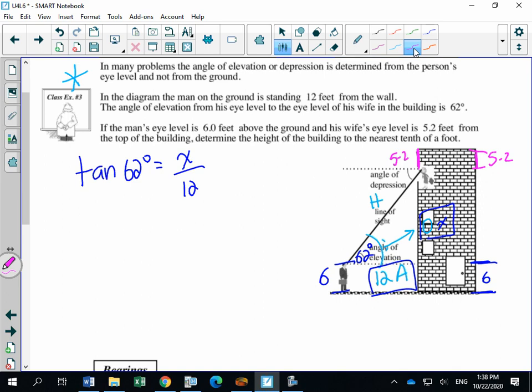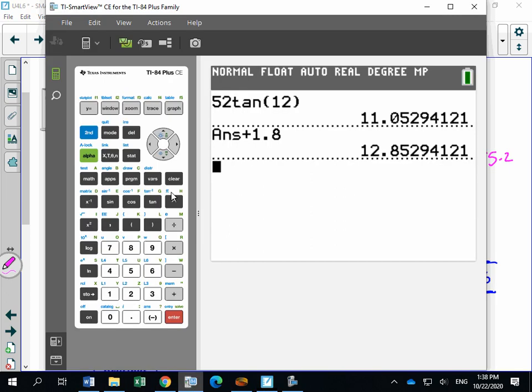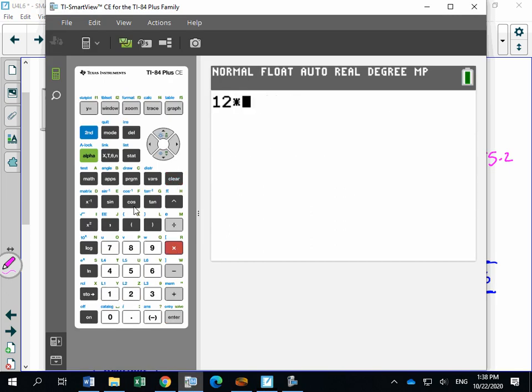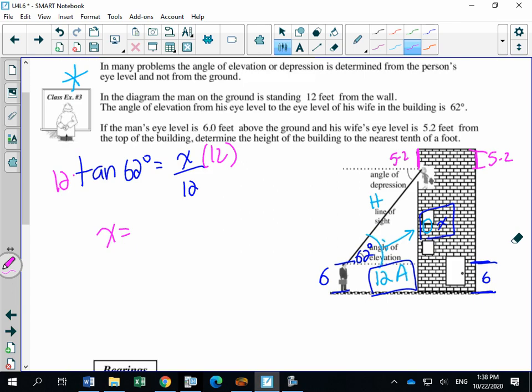We need to solve for x, so get rid of that divide by 12, multiply both sides by 12. X would be equal to 12 times the tan of 62. 22.5687. Are you guys getting the same answer? So I'm going to write 22.56... to show that I'm going to carry all those decimals.